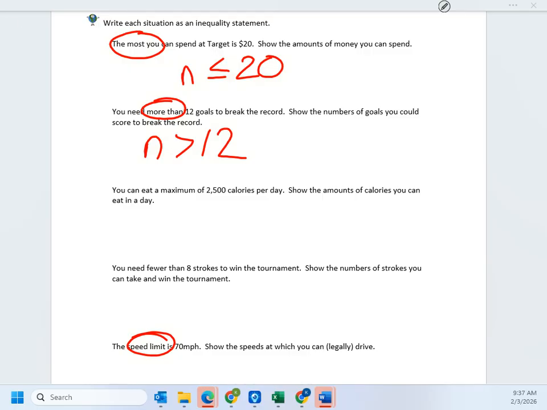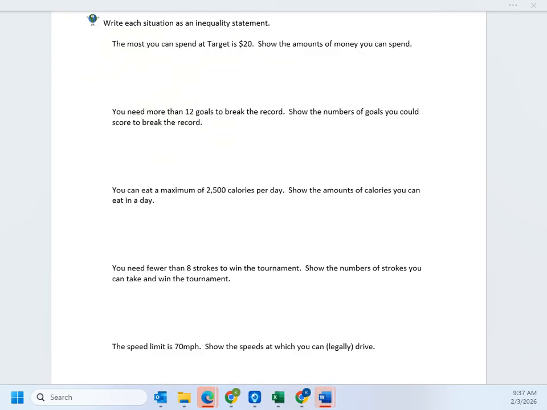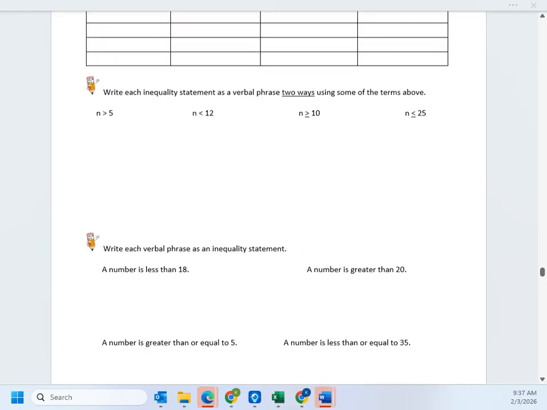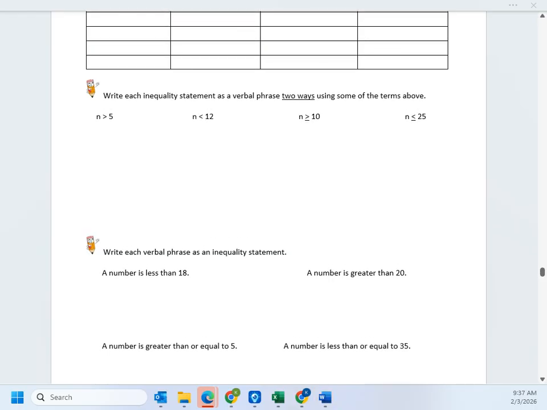So start out on that first page so we don't forget it. So turn back to our first page and finish with your inequality statements and verbal phrases. Then work on the word problems. Figure out, circle your verbal phrase that's in the word problem, and then write the inequality statement.